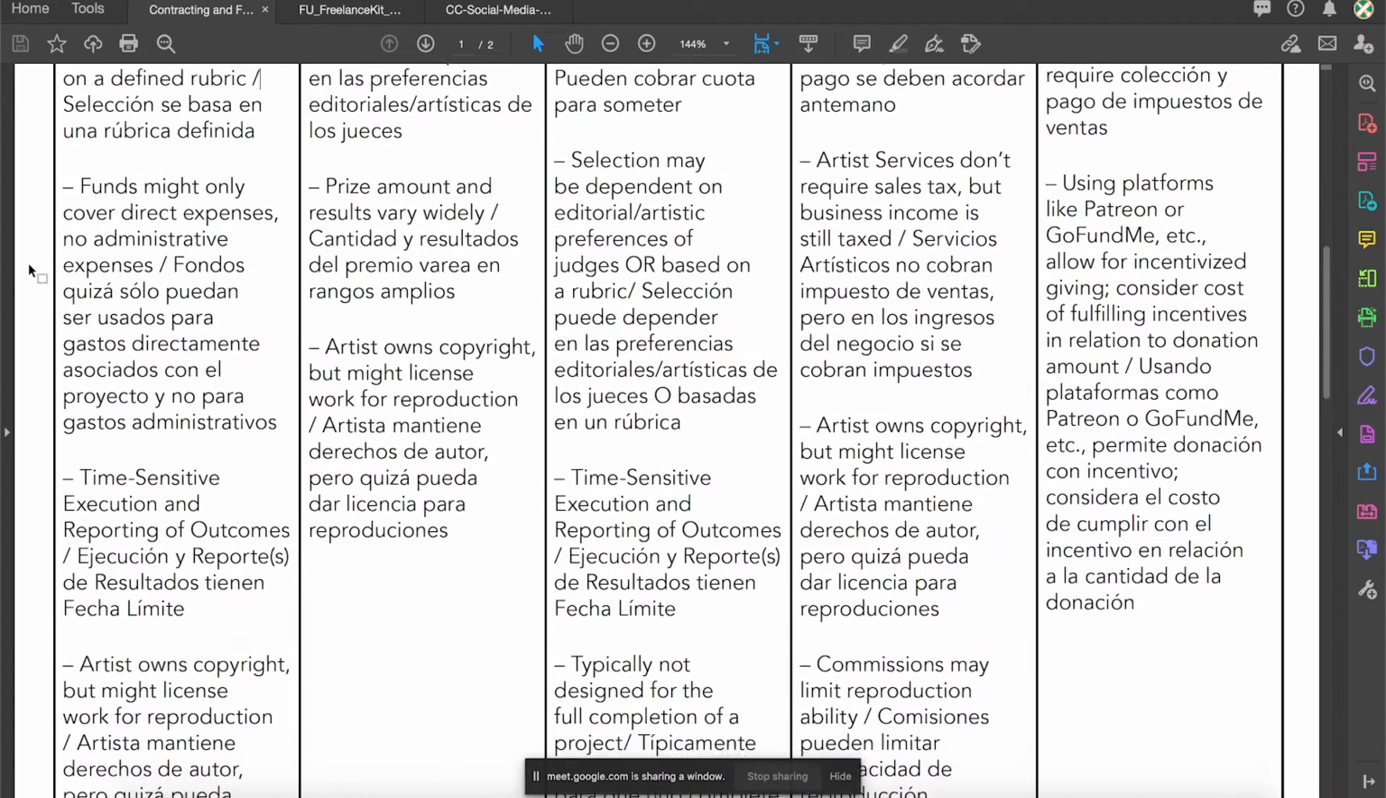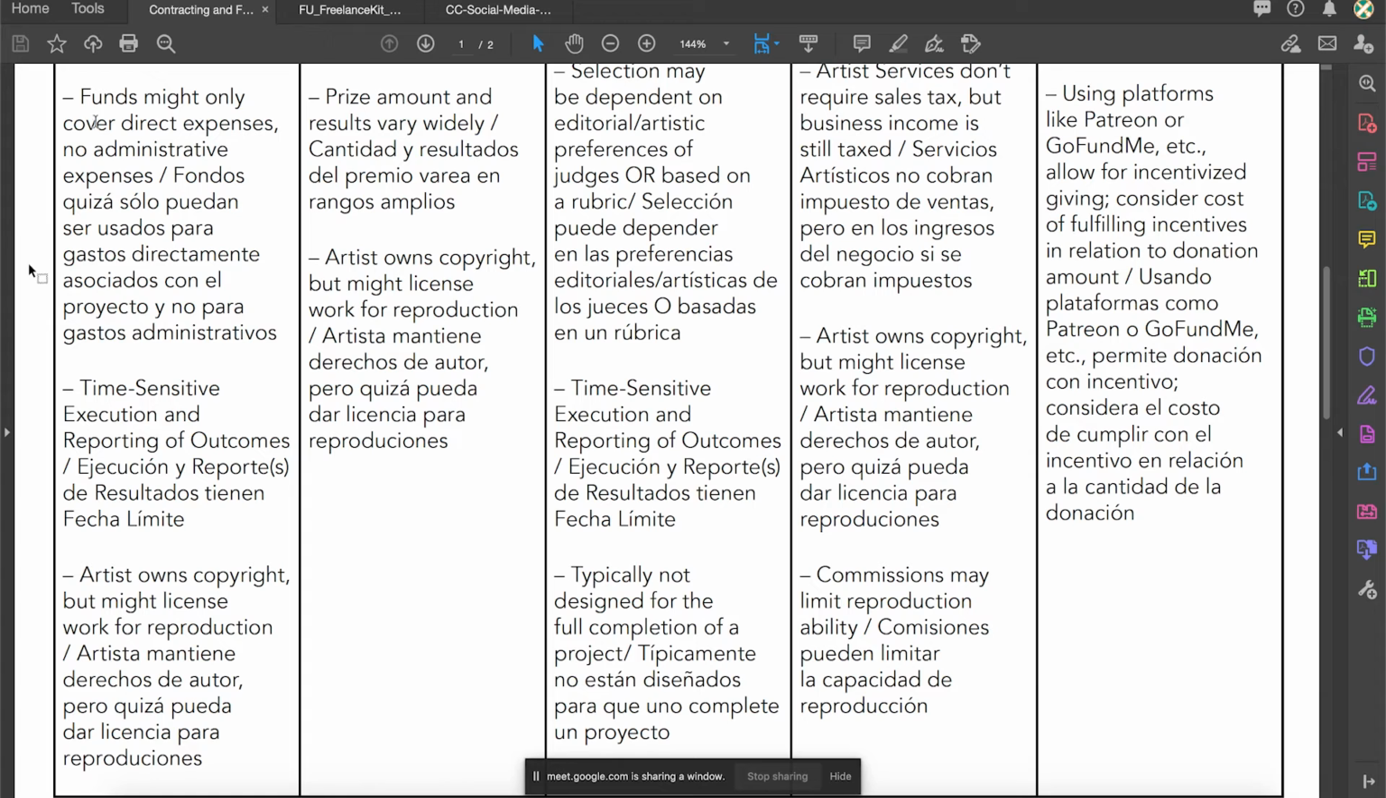The thing about grants is that they might only cover direct expenses, right? So nothing administrative like insurance or rent or even utilities. Those types of administrative expenses a lot of times are things that you have to find matching funds for, or you have to find some other way of raising money to cover that.